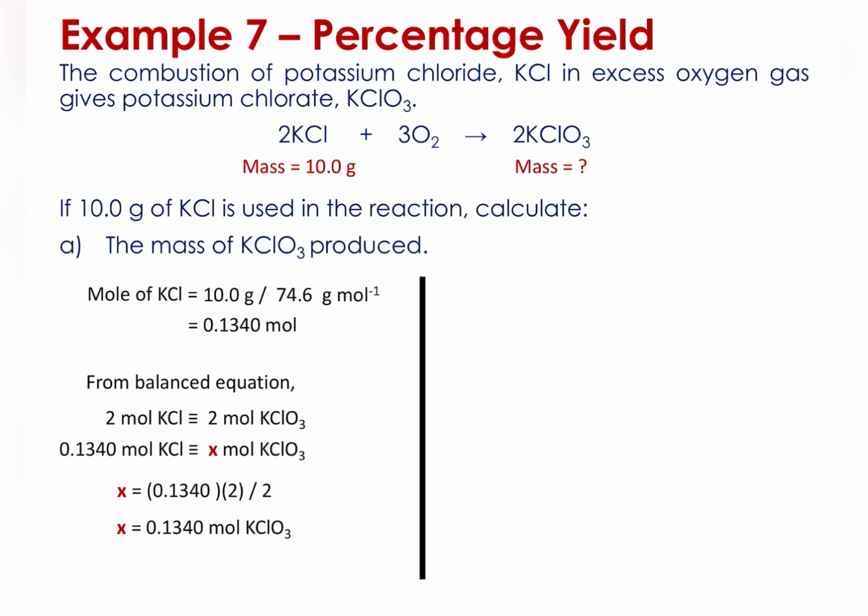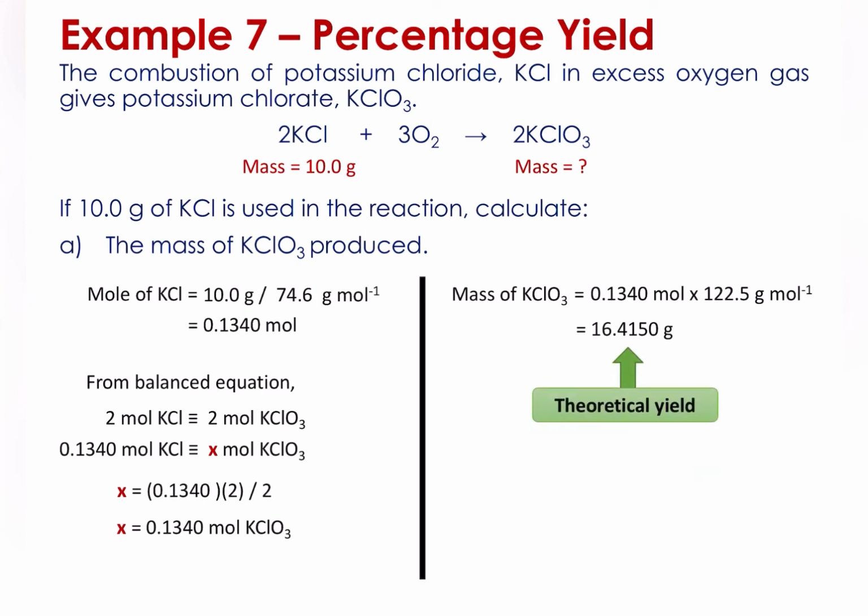I want to find out the mass of KClO3. So I got the mole. So what I'm going to do, the mole times the molar mass, I will have the mass for KClO3 is 16.4150 gram. So this is my theoretical yield. Why I say that? Because this amount is coming from the moles that we find out from stoichiometry. So itulah kerana kita label 16.4150 sebagai theoretical yield.